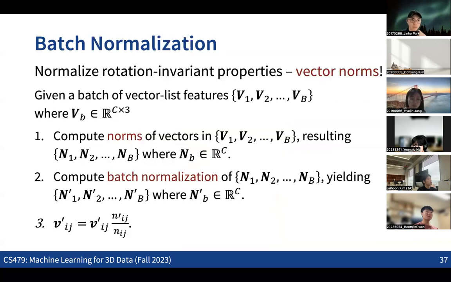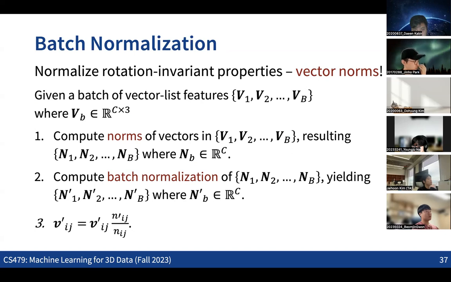Since all the objects have different coordinate systems, what we want to do is normalize only the rotation invariant properties of the vectors. And the rotation invariant property of a vector would be the vector norm. So instead of normalizing the entire vectors, we only normalize the vector norms and then apply these normalized norms to the given vectors.